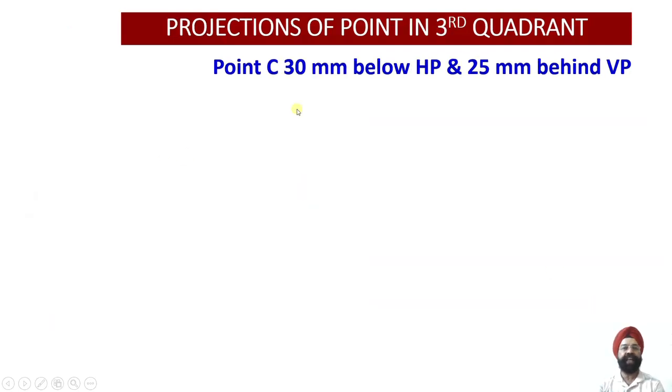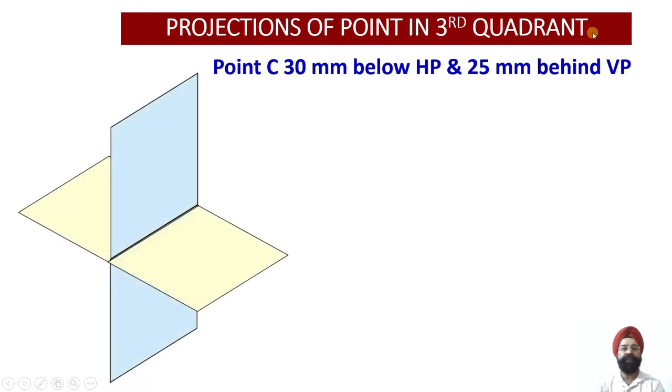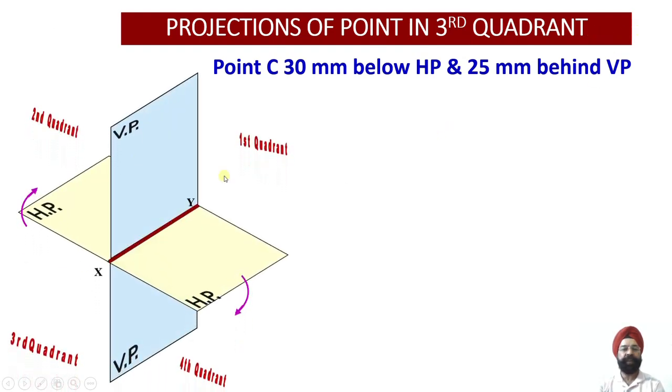Now we are going to start with projections of the point which is lying in the third quadrant. So here you can see we have shown the HP, VP and all the quadrants. Now point C happens to lie 30 mm below the horizontal plane.